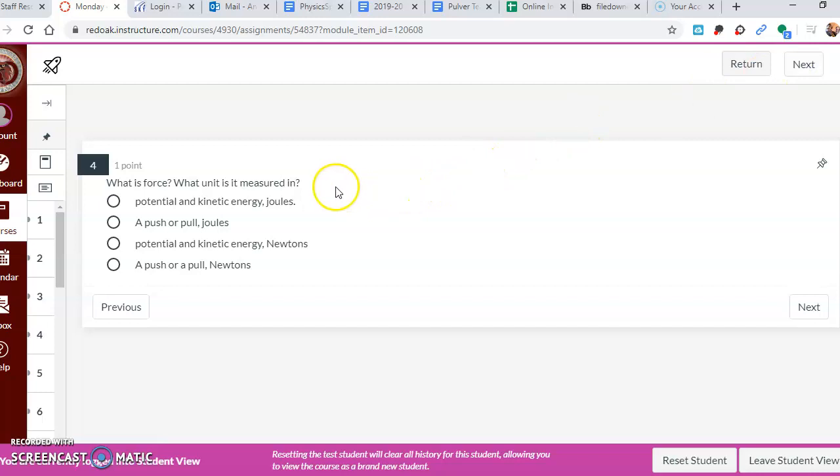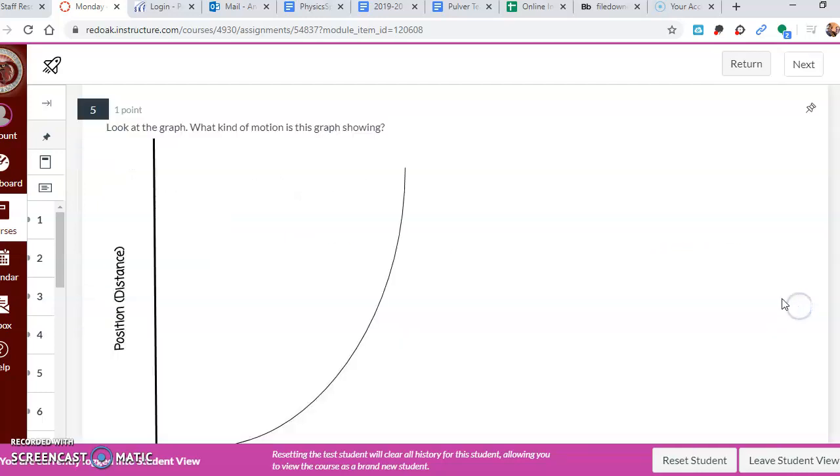What is a force? Remember, a force is just simply a push or a pull, and it's measured in newtons.